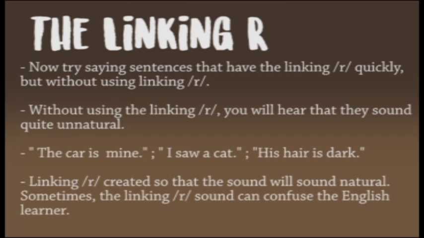Now try saying sentences that have the linking r sound quickly, first without using the linking r, and you will hear that they sound quite unnatural, and then using the linking r correctly. The car is mine. The car is mine. I saw a cat. I saw a cat. His hair is dark. His hair is dark. Linking r is created so that the sound will be natural. Sometimes the linking r sound can confuse English learners.